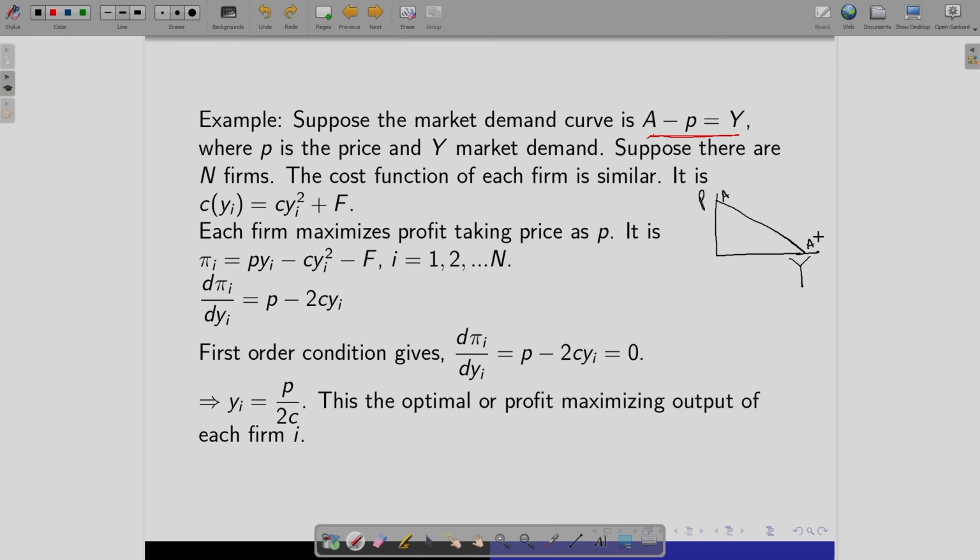Suppose the cost function of each firm is this. So, this means that if we take the output of this firm here, in this case the marginal cost curve is this, average variable cost is going to be something like this, and average cost. So, this is average variable cost, average cost is like this, right.